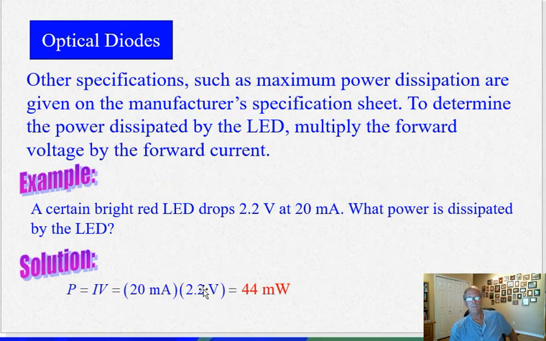Here's 20 milliamps, 2.2 volts, 44 milliwatts. That's the power that's dissipated by the LED at that point in time. That's not the power in the resistor that we just talked about. That's the power in the LED.